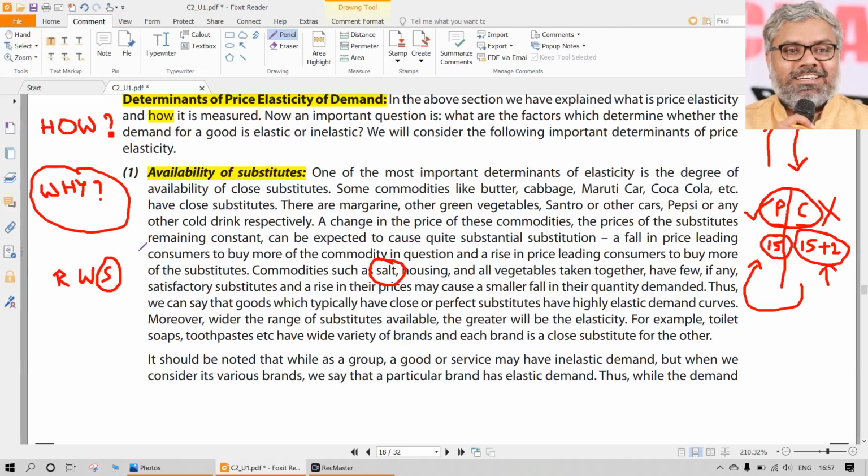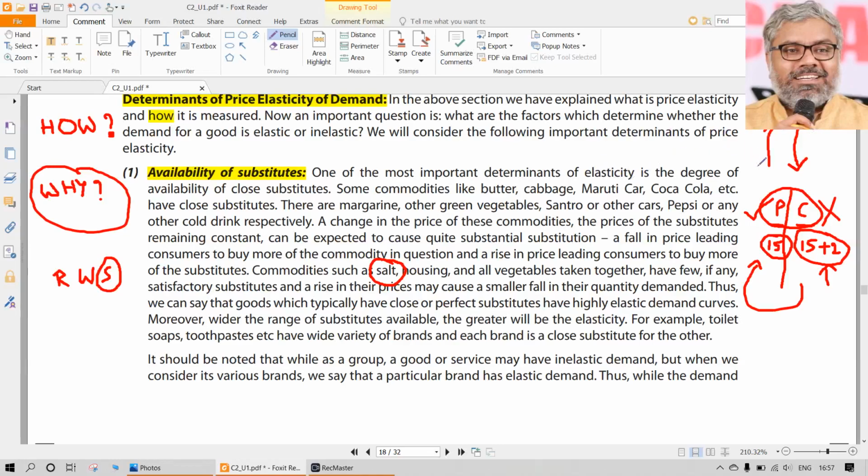So that is, I would say, the least price elastic product. That will be a very, very less price elastic product. Why? Because it has no close substitute. When substitutes are there, price elasticity will be high. When substitutes are not there, then the price elasticity will be low.